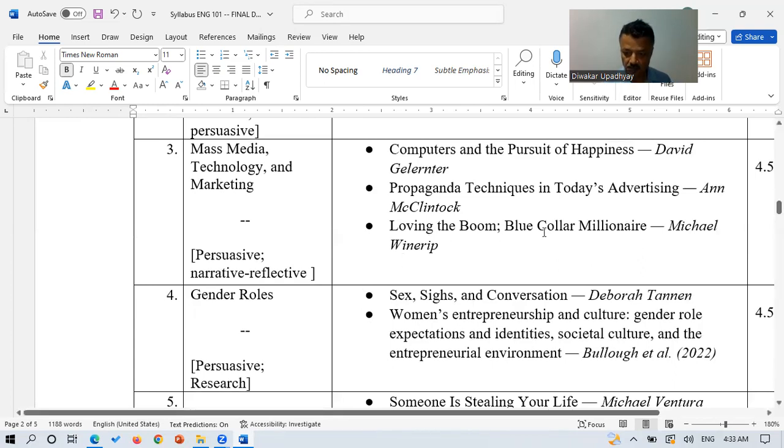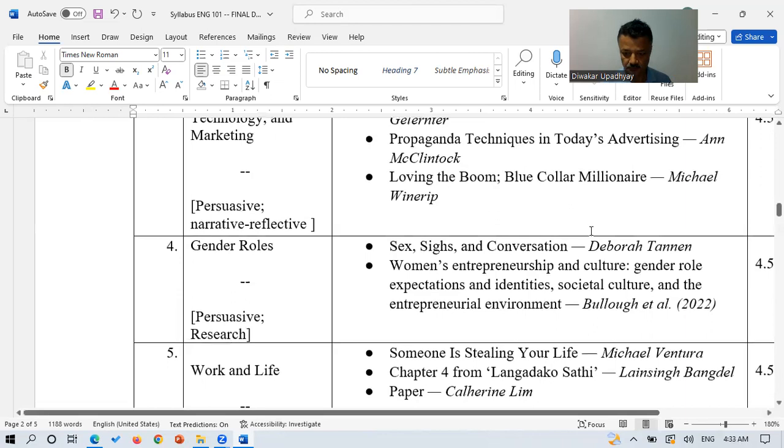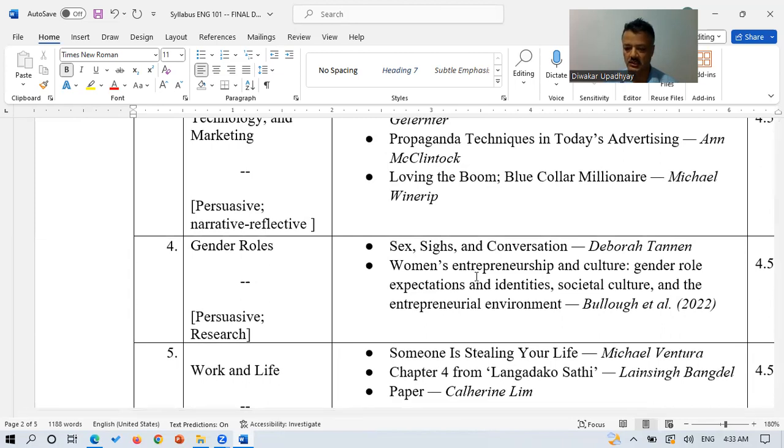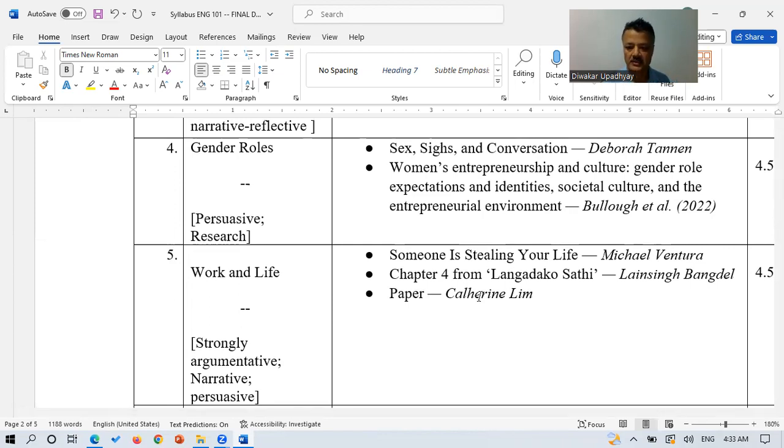Then The Blue Collar Millionaire. It's also about the business world. This is a story of a business person and his growth. Then you have another text from the business world: Women's Entrepreneurship and Culture, Gender Role Expectations and Identities, Societal Culture, and the Entrepreneurial Environment. This is a research paper about business. Then Someone Is Stealing Your Life is also about work and the business environment, how when you work, you get exploited.